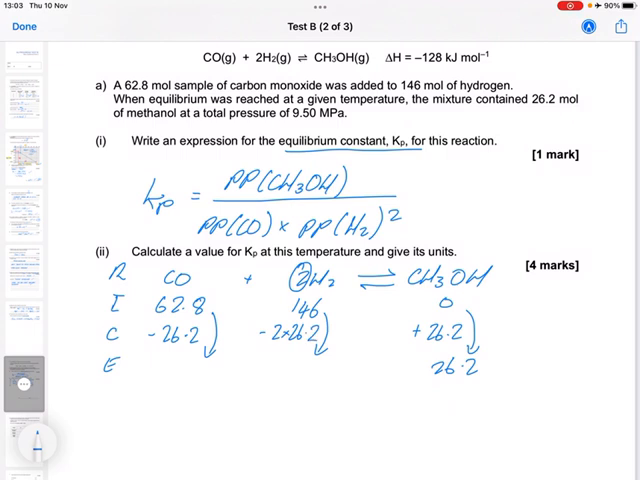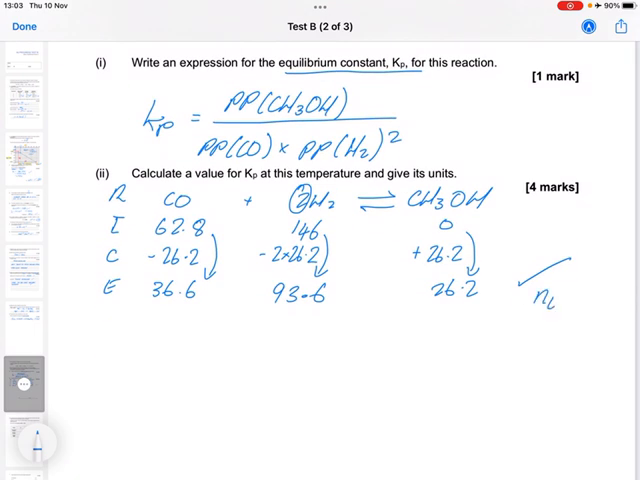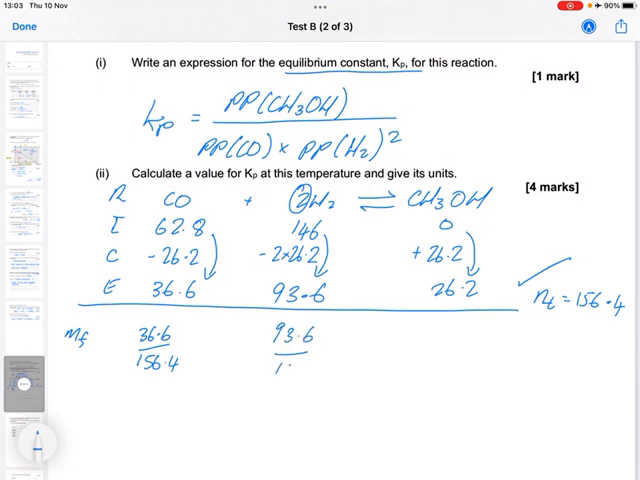So that gives me 36.6 and 93.6. So 1 mark for that. You can work out the total number of moles from this. So adding all of that together gives you 156.4. So from here, we need to work out the mole fraction. So 36.6 divided by 156.4, 93.6 divided by 156.4, and 26.2 divided by 156.4. Those are all the mole fractions.